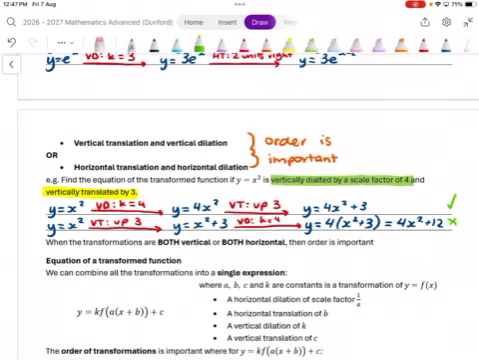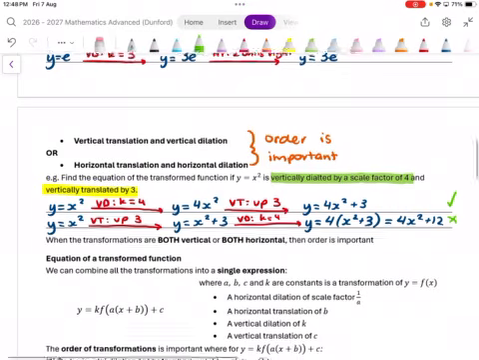But if you have two verticals, you must do dilation first. If you have two horizontals, you must do horizontal dilation first. Yes, Noah? If I have two verticals and also a horizontal, you can pick between vertical or horizontal first, yep. But for the two verticals, you must dilate before you translate. Does that make sense? D before T. It will make more sense as we go through. So, we have this fun, fancy equation for our transformed functions.